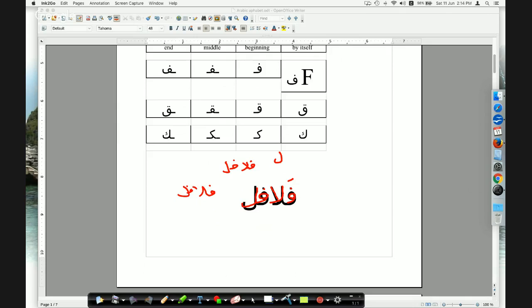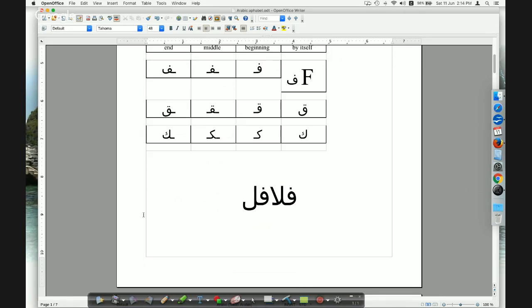Let us write another word. I will write the word. I will find a word where the letter fa is in the middle. Muftah. Muftah means a key. Muftah. So this is the letter fa. Let me unblock my tablet so the computer will not crash. Unblock it again. All right.